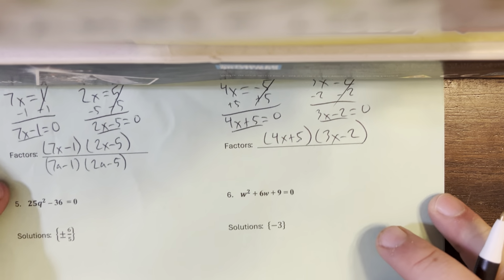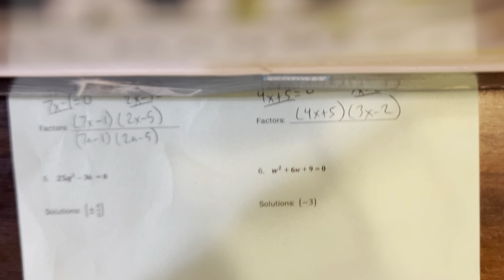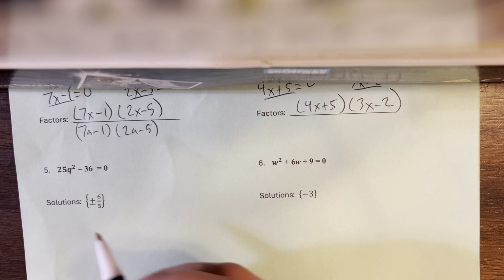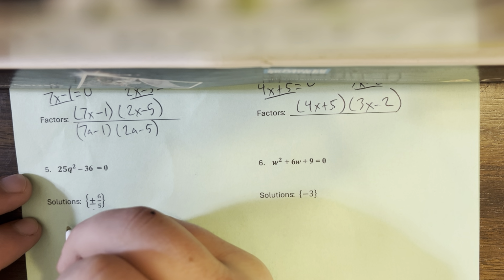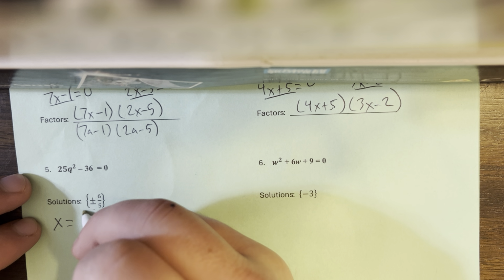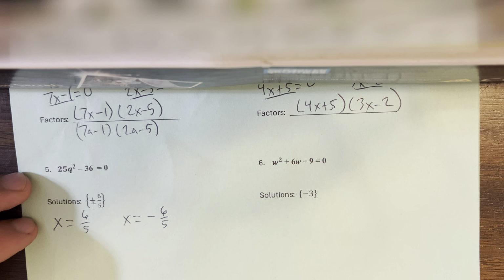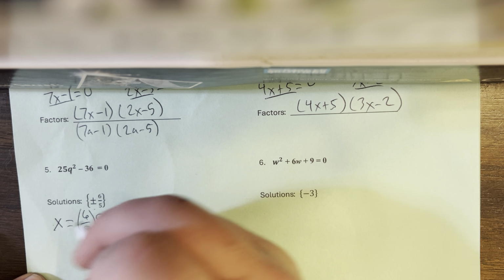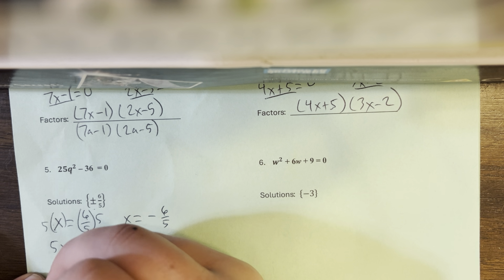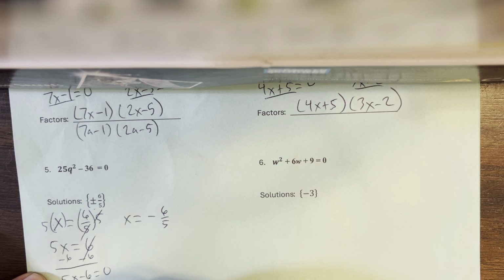All right, going on to the next one. And so we're going to have 25q minus 36. So this one's got positive or negative 6/5. And so we're going to set x is equal to 6/5 and x is equal to -6/5. And we'll do both of these. Instead of x, you could do q, either one. But again, we're going to multiply by 5 to both sides to get rid of the fraction. So 5x equals 6. And then we'll subtract 6 to the other side. So 5x minus 6 equals 0. There's one of the factors.